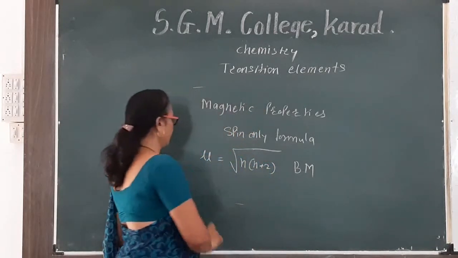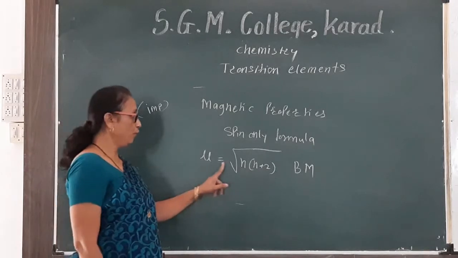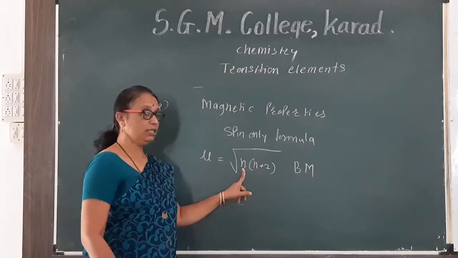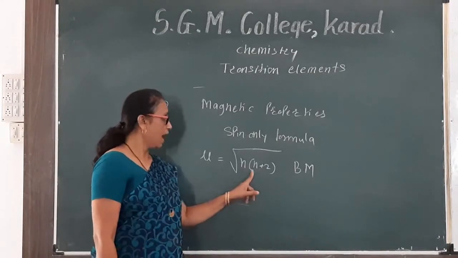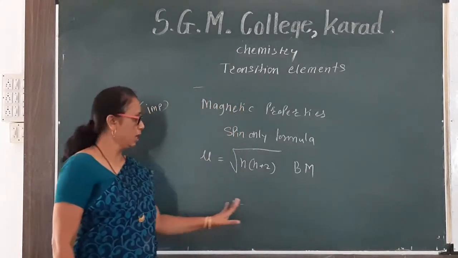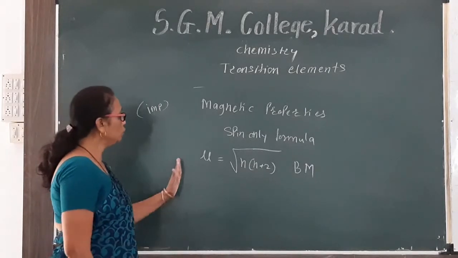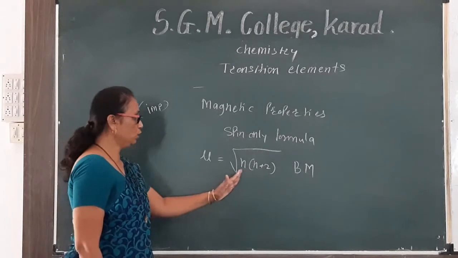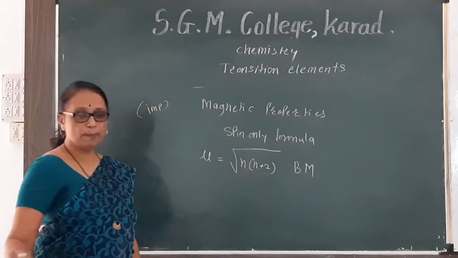See again, this mu is the magnetic moment, where n is the number of unpaired electrons in that particular cation or in that particular atom, and BM is the unit for that, the Bohr magneton. Magnetic moment can be calculated by using this formula, mu equal to under root of n into n plus 2 Bohr magneton.